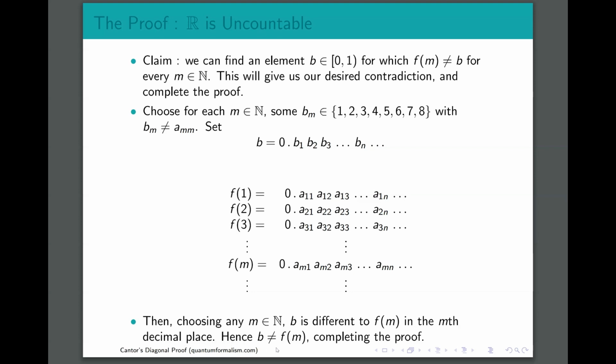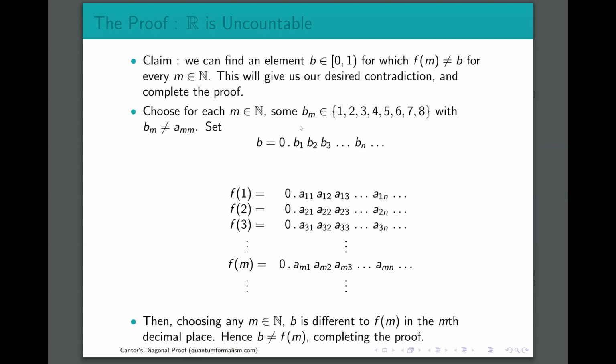b cannot be equal to f(m) for every single natural number m, which is the kind of thing we were trying to prove to get our contradiction. You can see why this is called the diagonal proof because of the fact that it's different in all of these diagonal positions, in these diagonal decimal places, from the elements of the list.